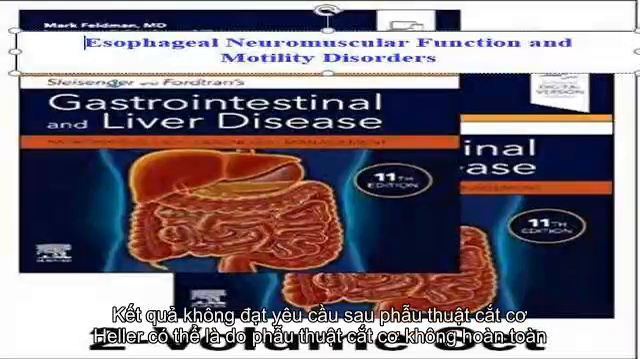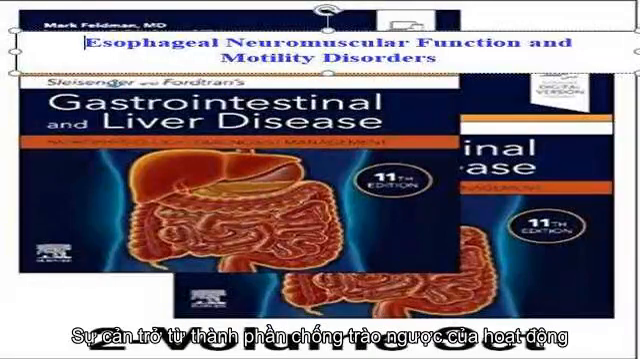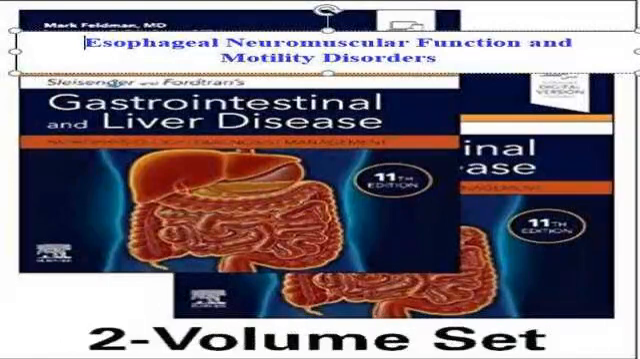An unsatisfactory result following Heller myotomy can result from incomplete myotomy, scarring of the myotomy, functional esophageal obstruction from the anti-reflux component of the operation, paraesophageal hernia, or severe esophageal dilatation.